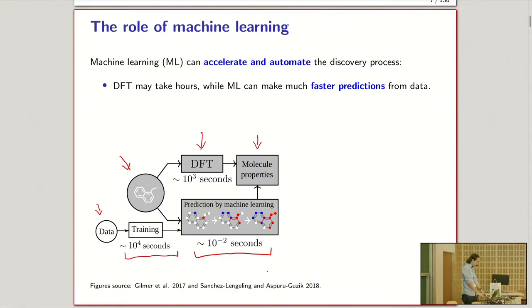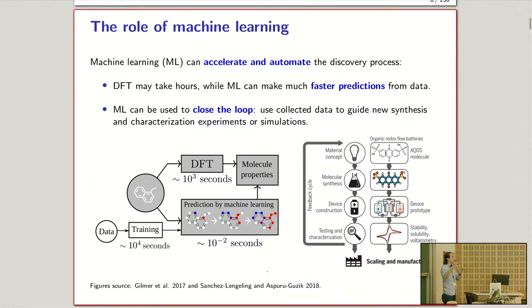You can also use machine learning to close the loop. Based on these predictions of the machine learning methods, you decide what data you are going to collect next. And then you can speed up the whole process for finding new molecules with useful properties.